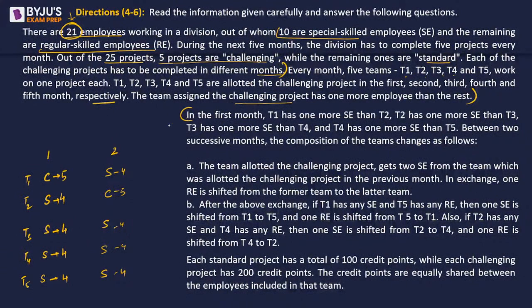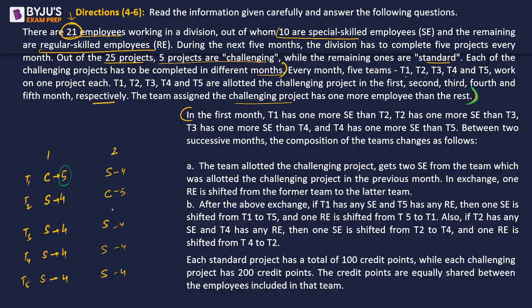अब एम्प्लॉयज भी दो टाइप के थे. Okay, so if I look at the first month, T1 is given challenging project and will be handled by 5 employees. Now employees were of two types, special and regular. So how many will be special, how many will be regular out of these 5 employees will be given in the next statements. Okay, so let's read them out. In the first month, चलो यहां तक तो समझ में आ गया ना? I believe यहां तक सबको समझ में आ गया.